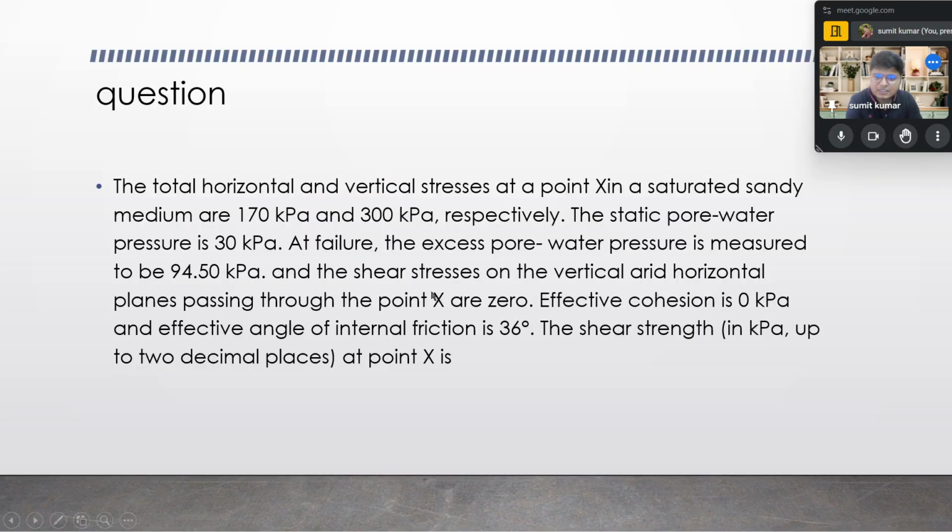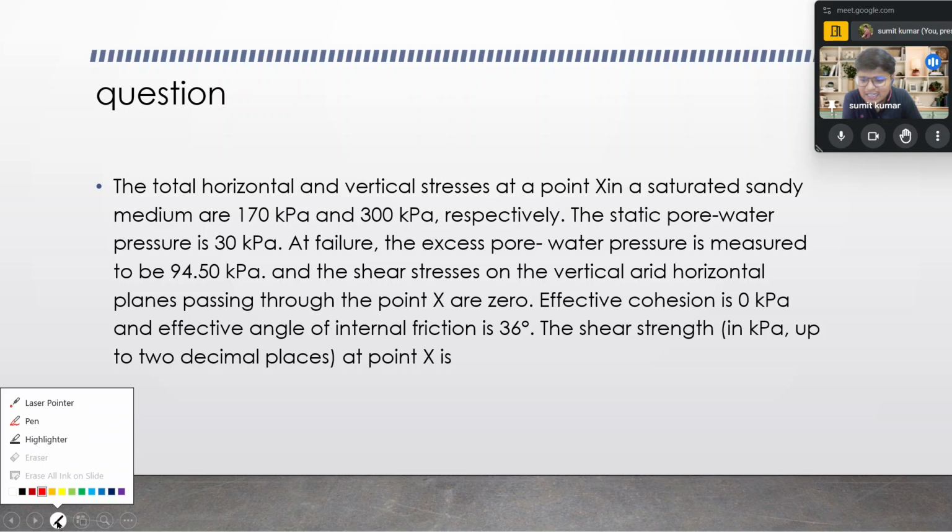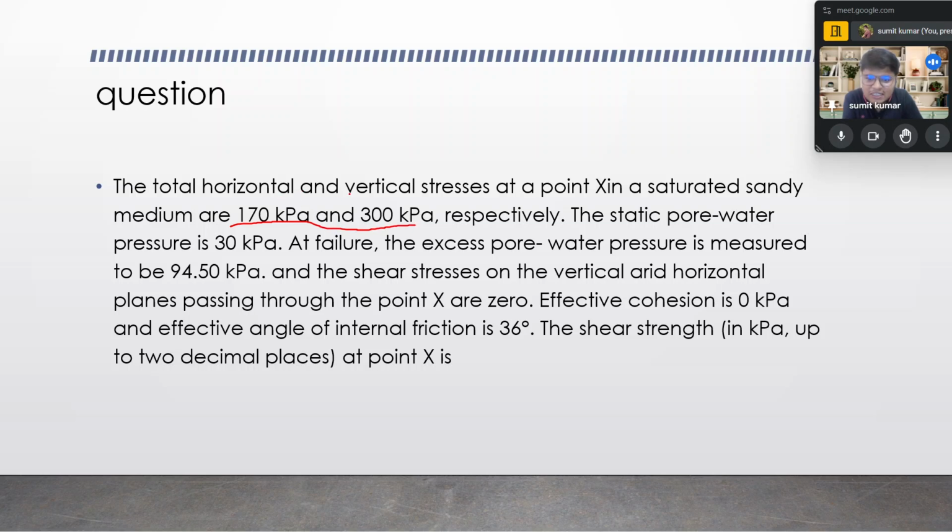See, the question again is the second question over there. The total horizontal and vertical stress at a point in a saturated sandy medium are 170 kPa and 300 kPa. Total horizontal and vertical stress has been given. So you understand that 170 and 300 are the total horizontal and vertical stress, the vertical in the deviator direction, horizontal in the confining direction.